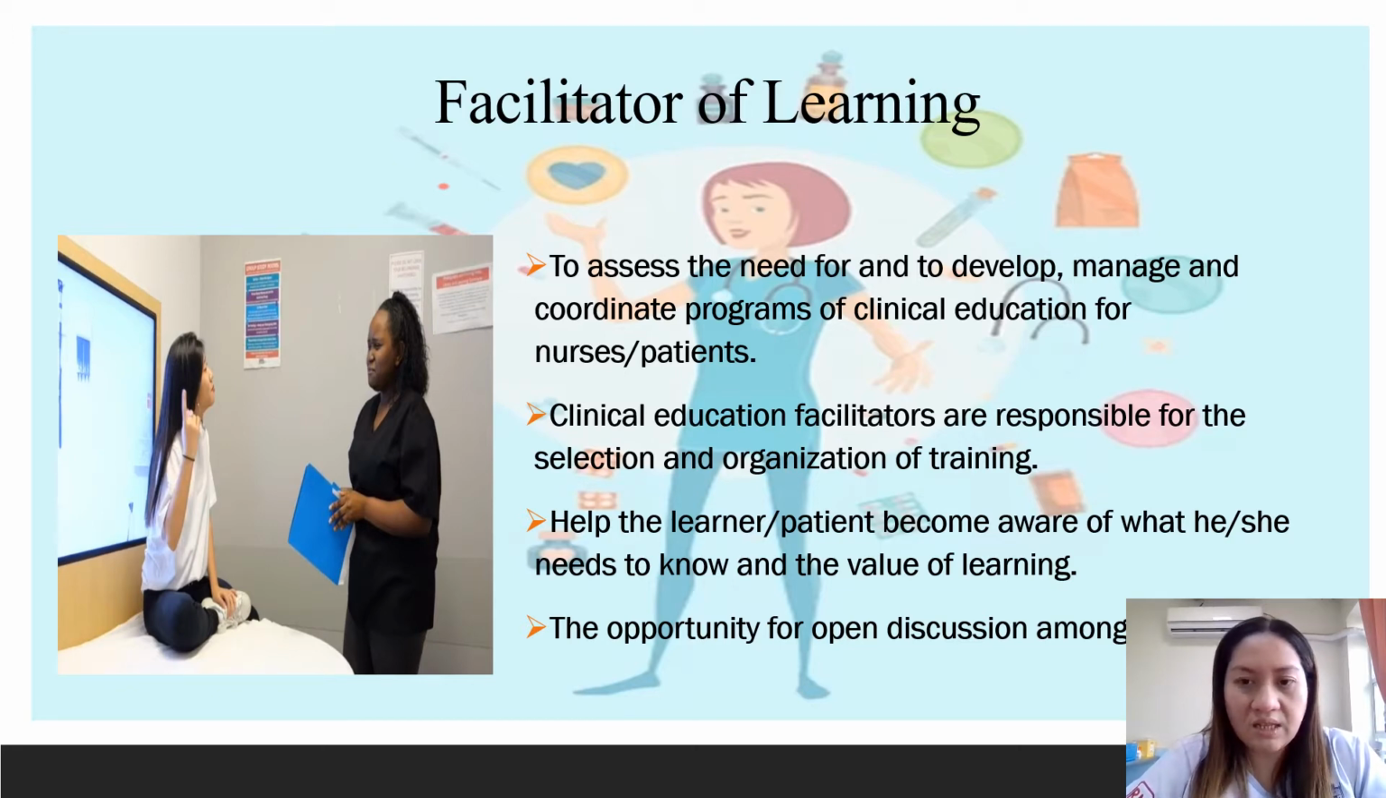Clinical education facilitators are responsible for the selection and organization of training. So you will be the one to set a schedule, the venue, the appropriate person that the patient would be able to speak to address his or her concern, help the learner or patient become aware of what he needs to know and the value of why you have to teach this kind of topic, and the opportunity to open discussion among the health team members. Through that, you will be the vessel, the facilitator of the whole process of giving out appropriate education to your client.